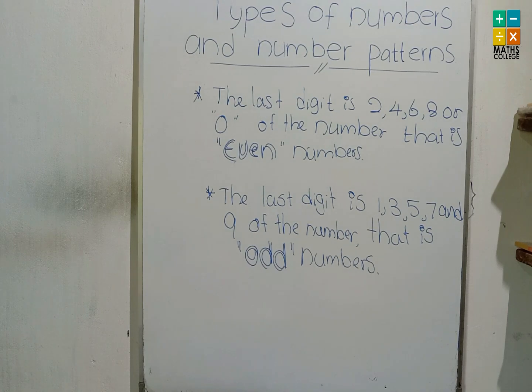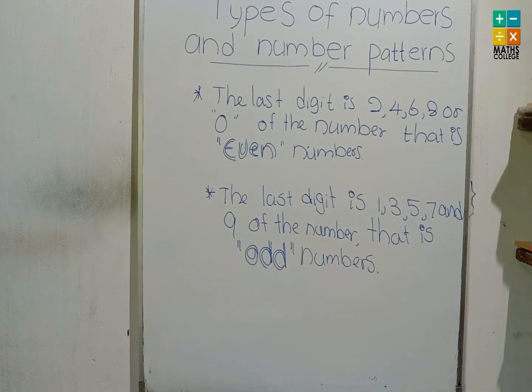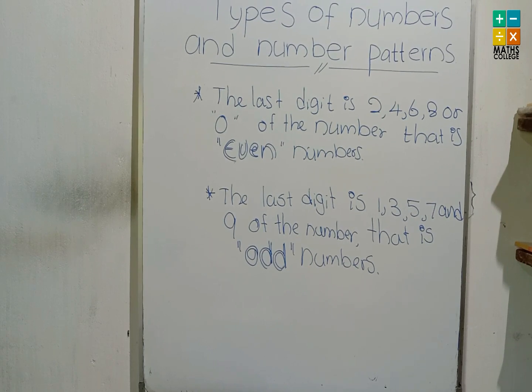114. What is the last digit? 4. Therefore, 114 is an even number. Then, the other case: if the last digit of a number is 1, 3, 5, 7 or 9, that is an odd number.